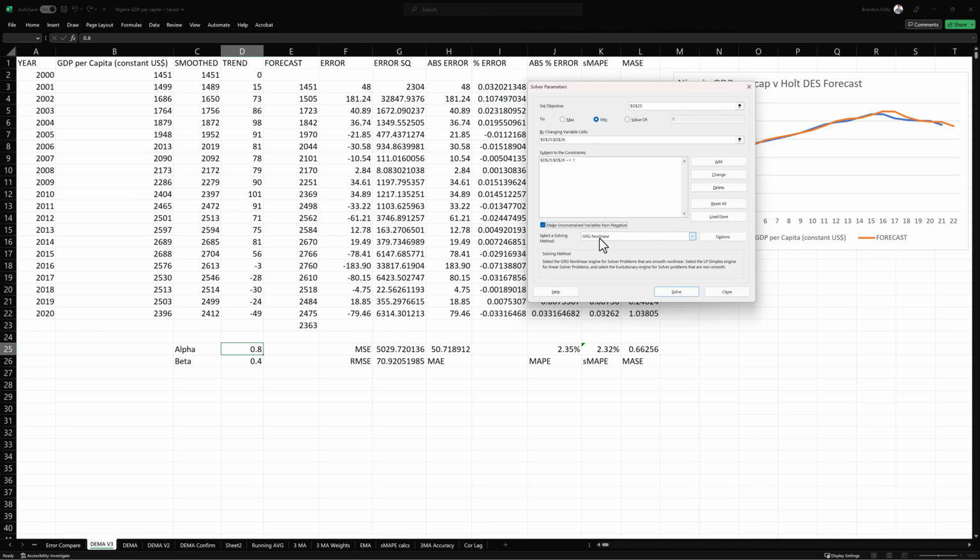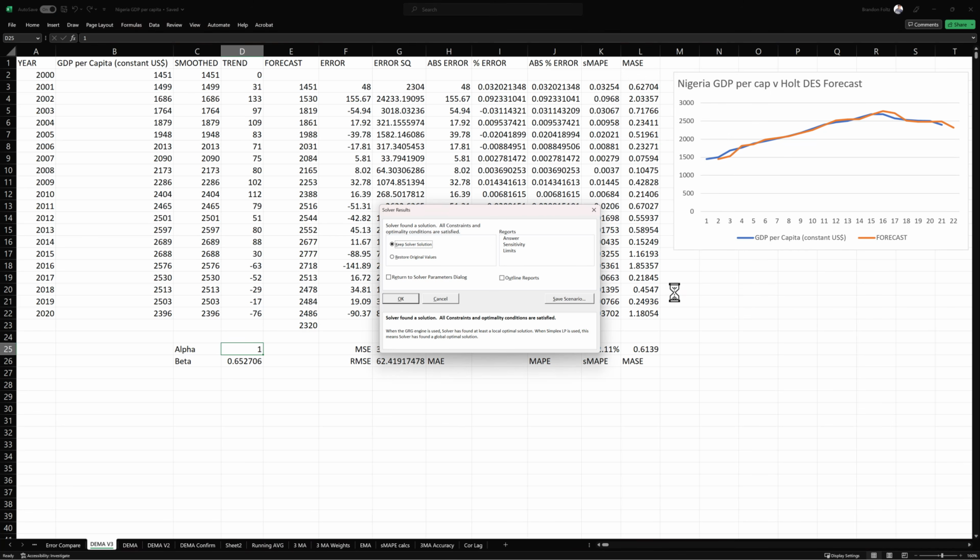Now in this case, we have to select GRG nonlinear because of the type of optimization we are doing. If you selected simplex LP, you'd probably get an error because we're kind of doing a grid search here between these two variables. So GRG nonlinear is the best to choose. So we have minimize our mean square error by changing the cells alpha and beta over here, subject to the constraints that these two variables have to be between 0 and 1. We'll go ahead and click Solve. It says it found a solution. We say OK.